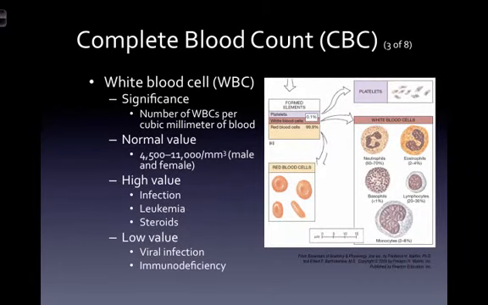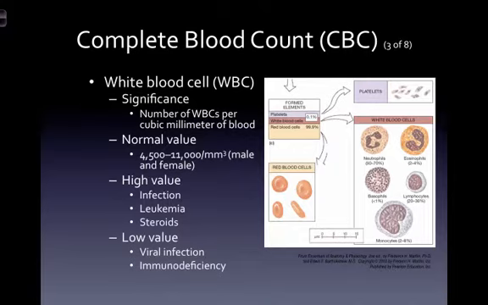Complete blood count continued. White blood cell. And this is going to be tied in a lot with our immune system. Significance of this test is the number of white blood cells per cubic millimeter of blood. The white blood cells initiate the cellular mediated response and the defense of the system if it comes into close proximity of an antigen. Normal value for both male and female is going to be 4,500 to 11,000.